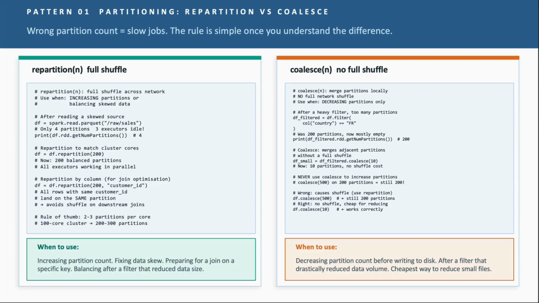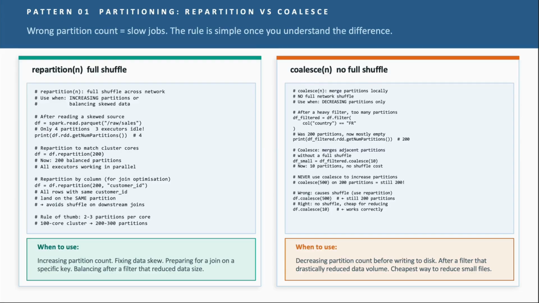On the right panel, coalesce merges adjacent partitions locally on the same executor. No full shuffle, no network transfer. It is cheap and it only works in one direction, decreasing. So use coalesce after a heavy filter that drastically reduced your data volume. You had 200 partitions. After the filter, you have 200 mostly empty partitions. Coalesce 10 merges them cheaply into 10 balanced partitions before you write to disk.